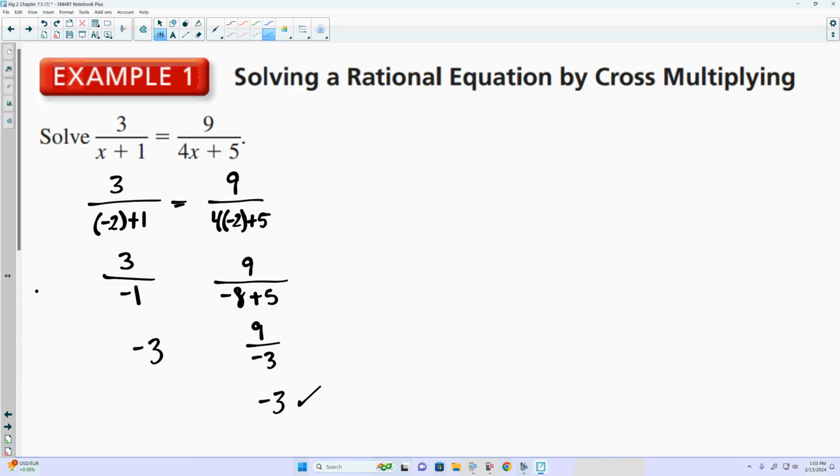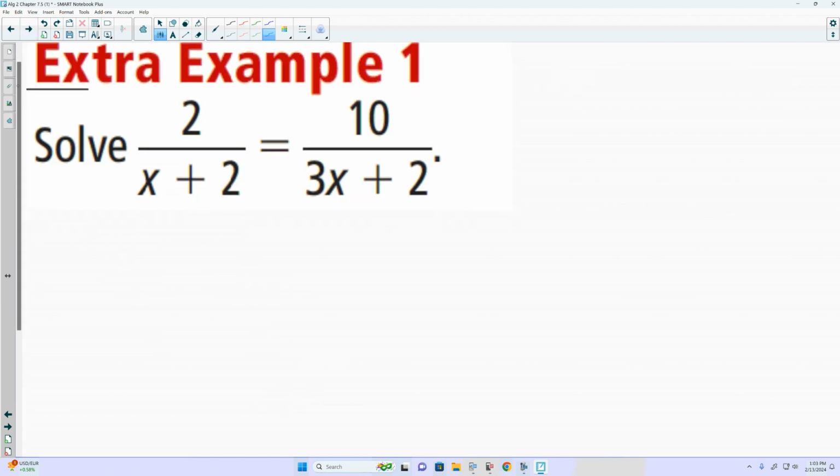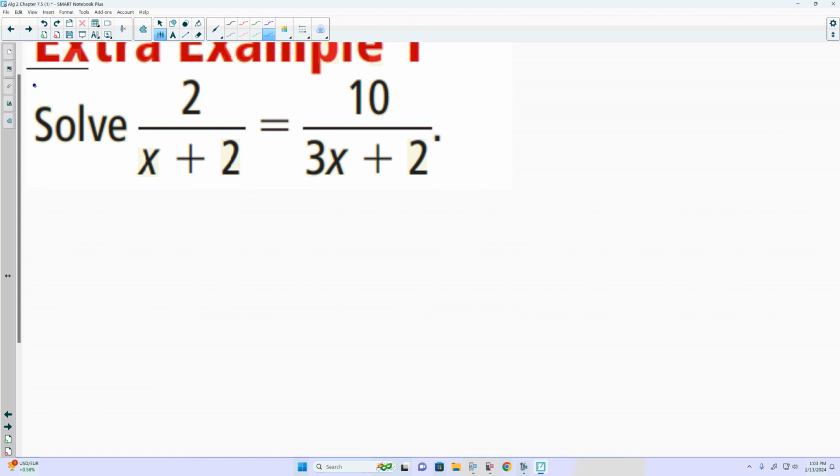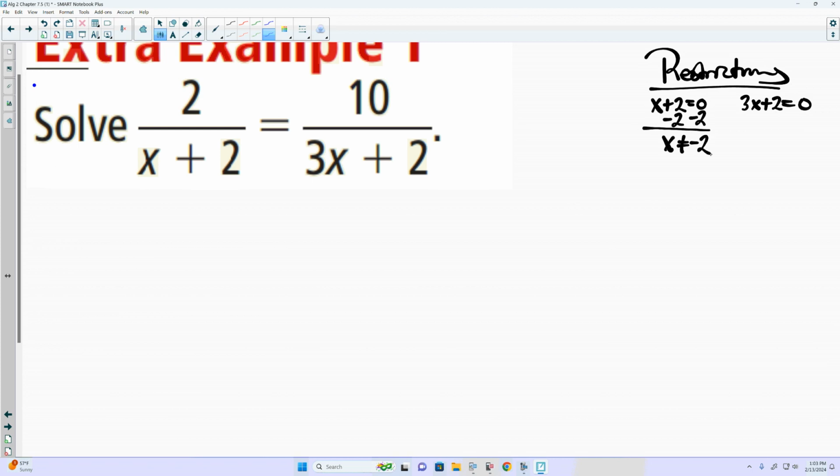Questions on this here? So let's look at our restrictions first. We have our x plus 2 and 3x plus 2. We're going to find our restrictions first. Now, for the most part, this part of the chapter, the restrictions are not going to come into play. So we could subtract 2 from the first one and see that x cannot be negative 2.